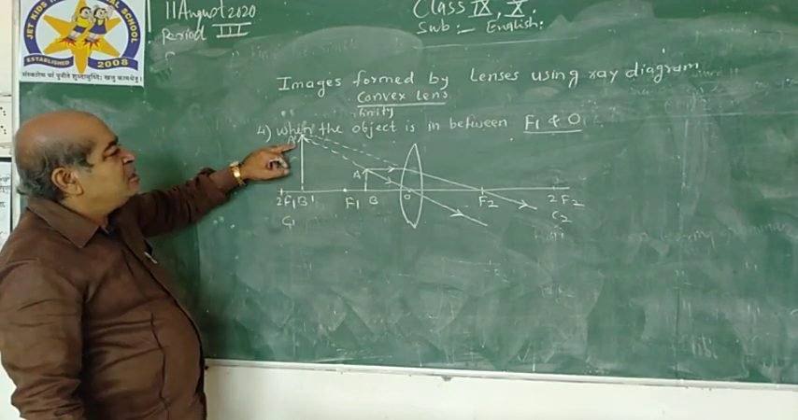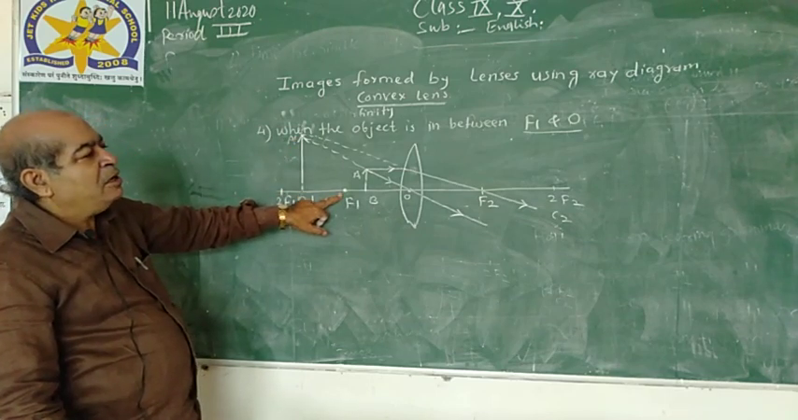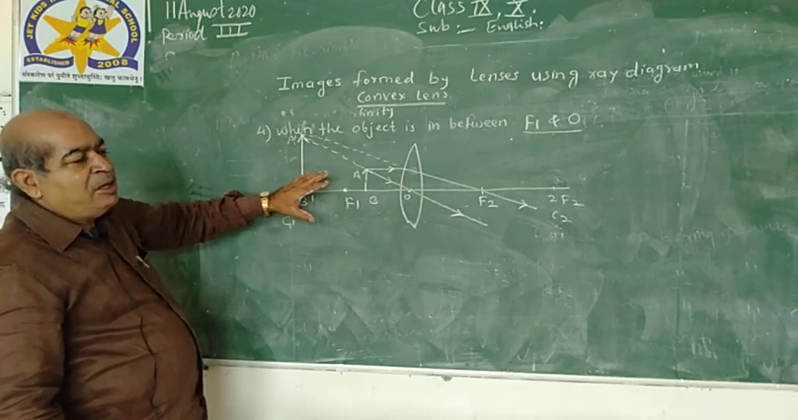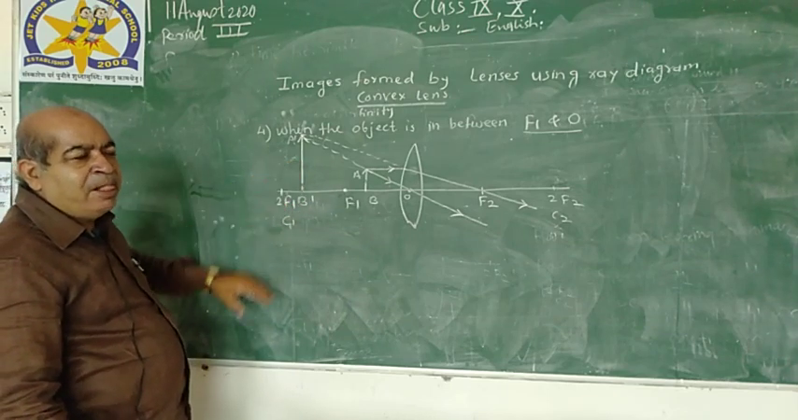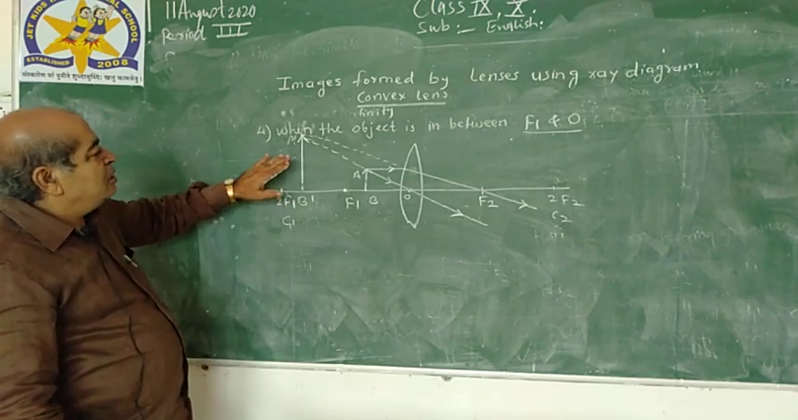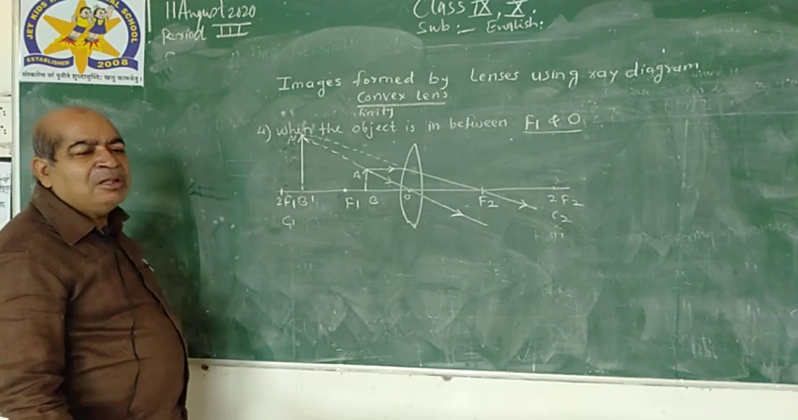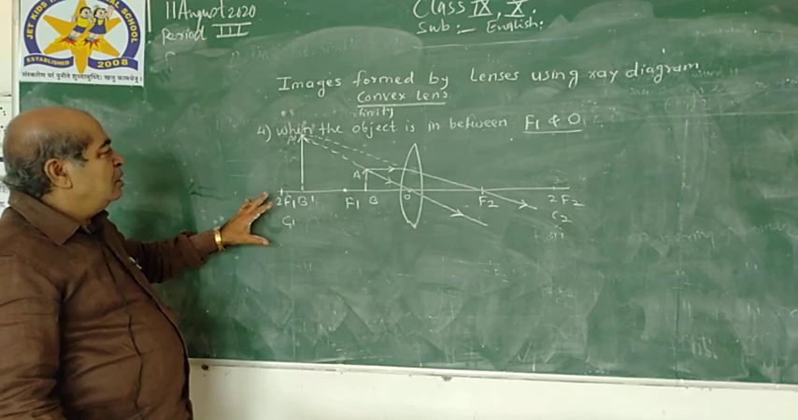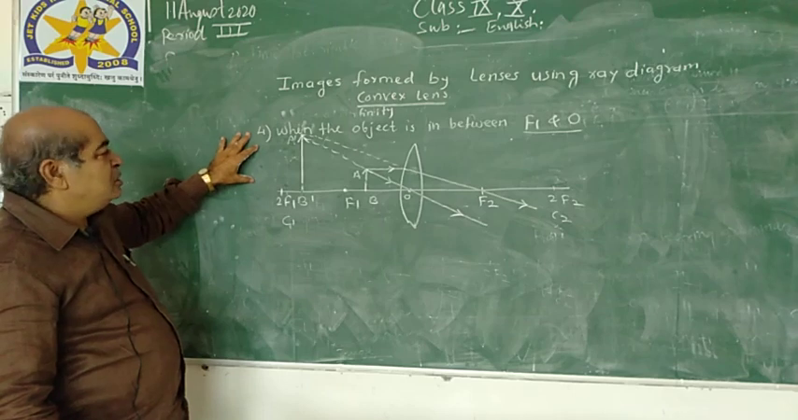When the object is in between principal focus F1 and the optic center, then the position of image is, the image is formed on the same side of the object. Then the relative size of the image is enlarged and the nature of the image is virtual and erect. These are then the different positions of the object.